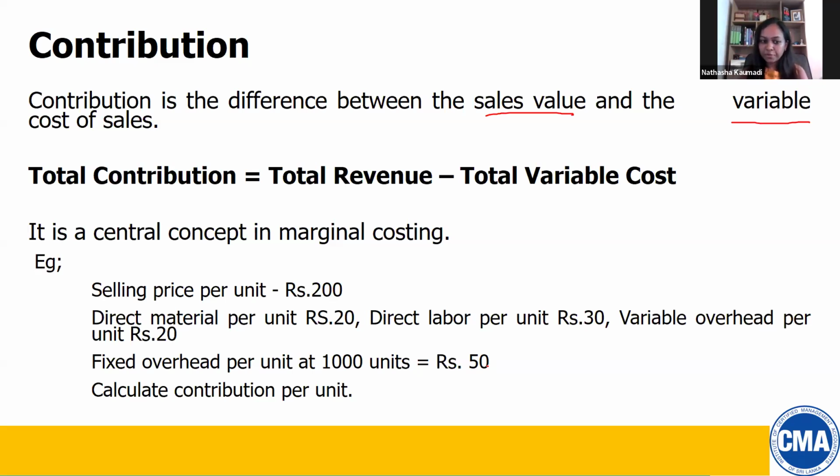Your selling price is 200, direct material 20, direct labor 30, variable overhead 20. So if your selling price is 200 rupees, what is your variable cost per unit? Variable cost per unit would be 20, 30 and 20. Altogether you have 70. So when you deduct 70 from 200, you have 130. 130 would be the contribution per unit. Very correct. So now you know the concept.